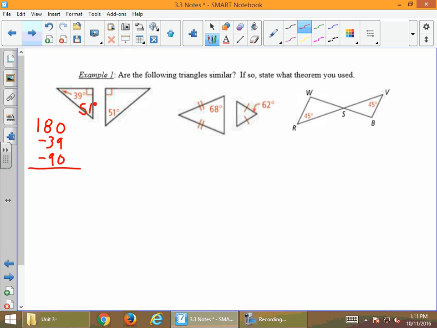It's a 39 and a 90. It's 129. Do I have 2 angles that are same now? Yeah, I do. So since I have 2 angles that are same, I can now say these triangles are similar. What reason? Well, we have angle, angle, similarity. Someone's going to ask me here, someone's going to try to do it. Do I need that similarity symbol on the end?